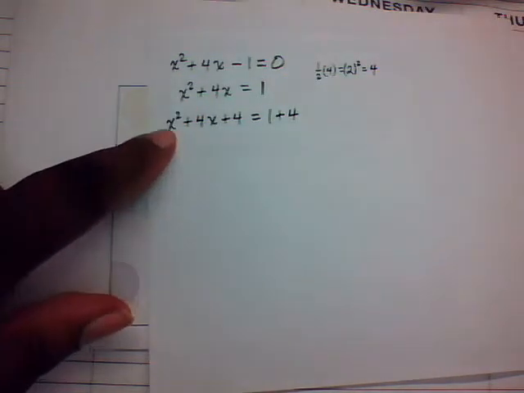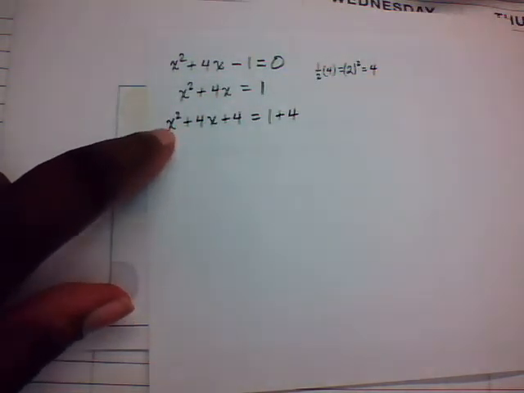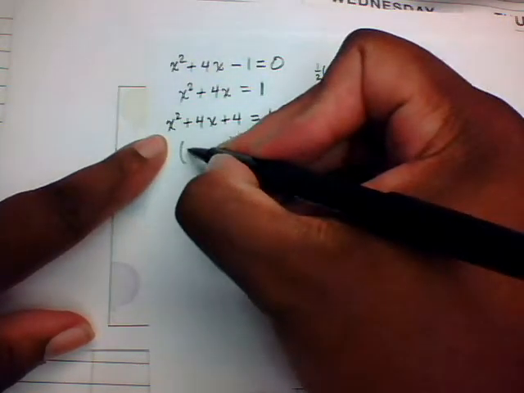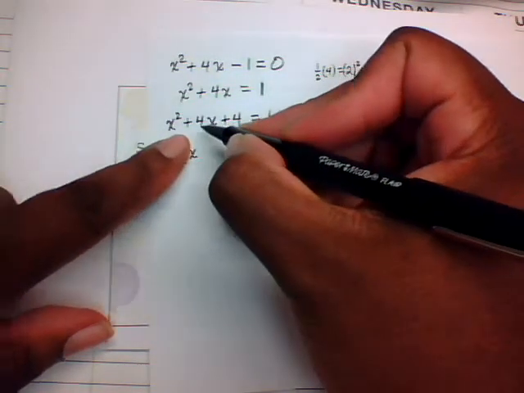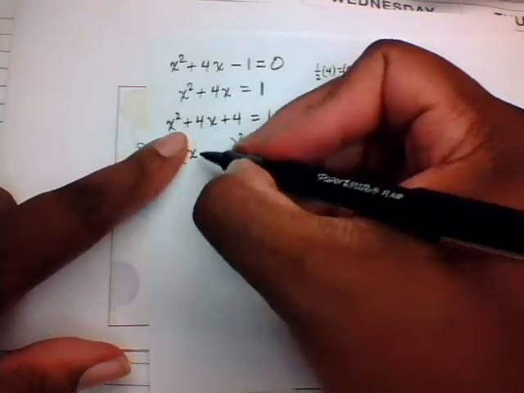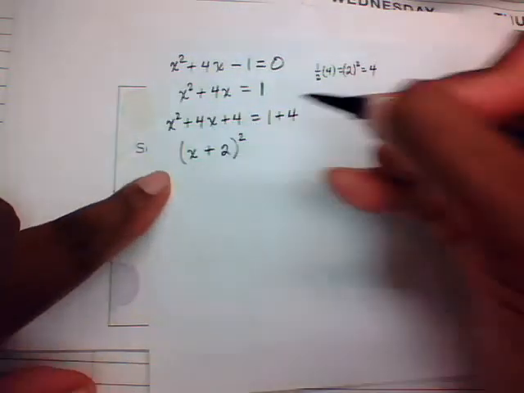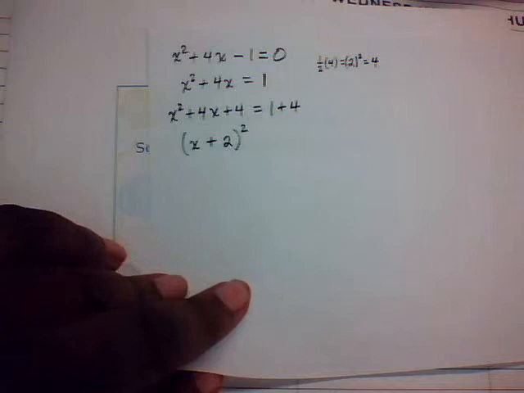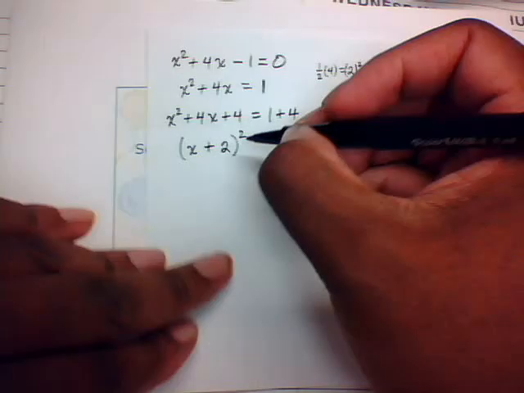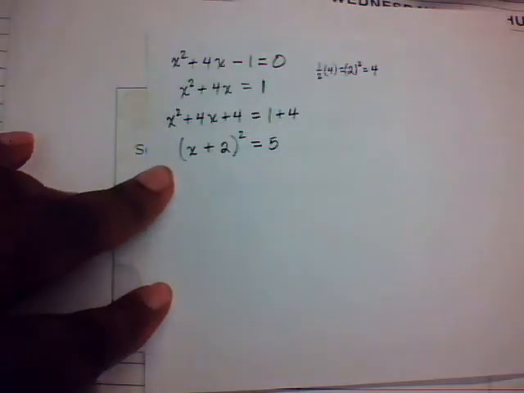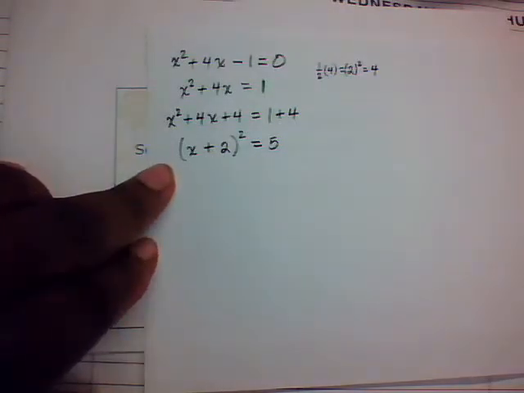Okay? Now the left side of this equation is a perfect square trinomial that can be factored like this. We're going to have an x here. Now, we take half the coefficient of x, 1/2 of 4, that's going to be a plus 2. That goes here. So x squared plus 4x plus 4 will be (x plus 2) quantity squared. And then that's equal to 1 plus 4. Of course, that's going to give you 5.